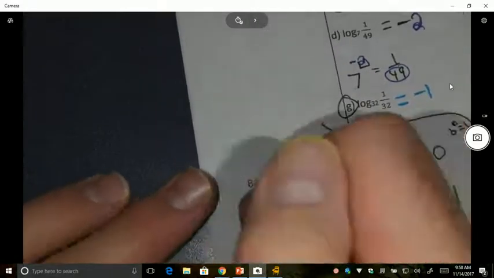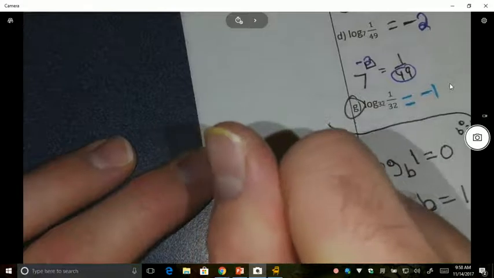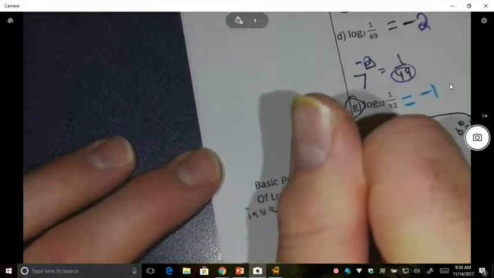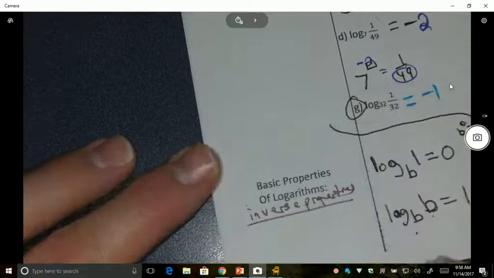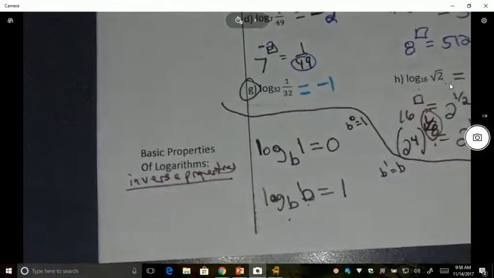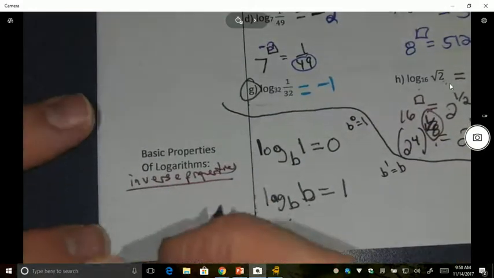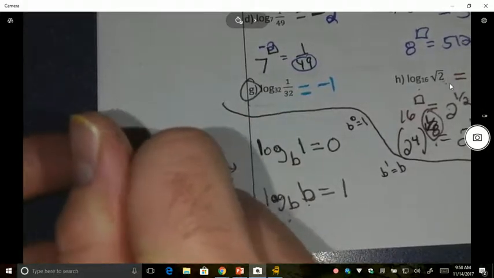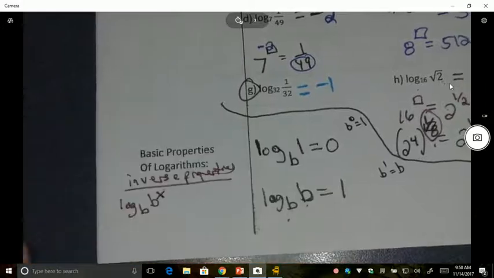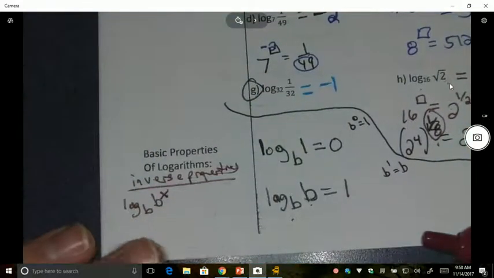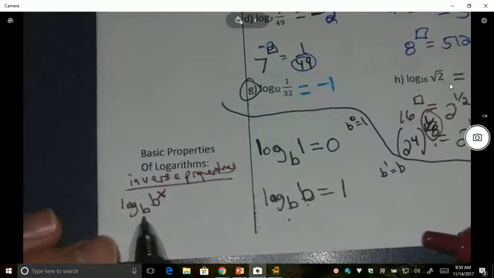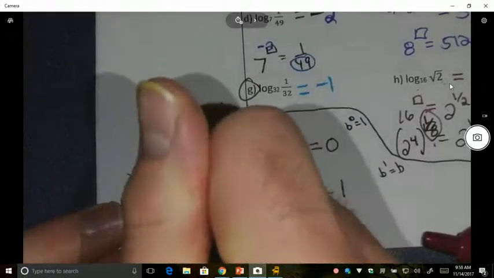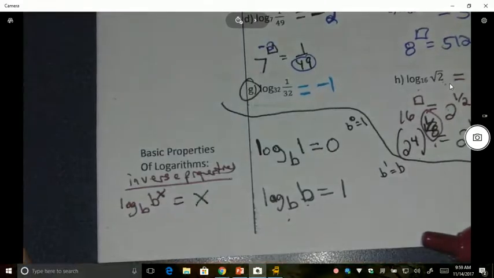Well, that might help the inverse properties. We're going to look right here at the inverse properties. That might help the first one make a little bit of sense. The second one's not going to make a ton of sense to you yet. I've got log base b of b to the x. What's log base b of b? 1. And this even could be like, well, log b to what power is b to the x? The answer is x. X would have to be the exponent.